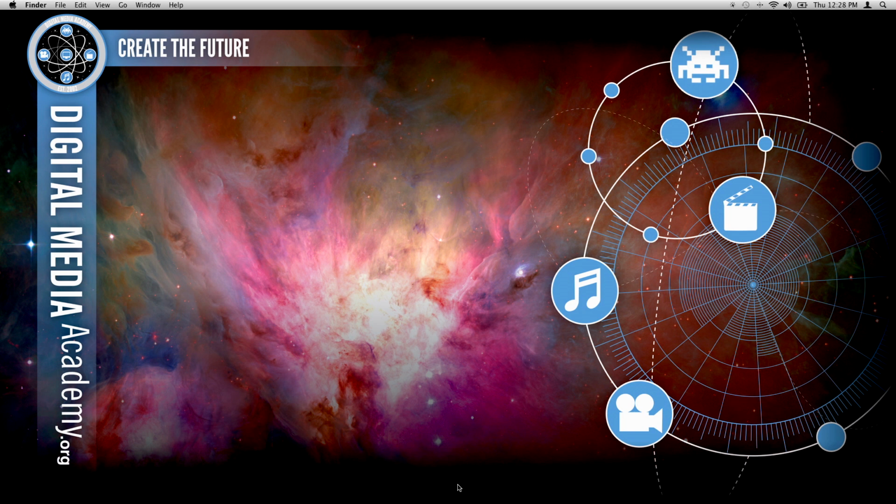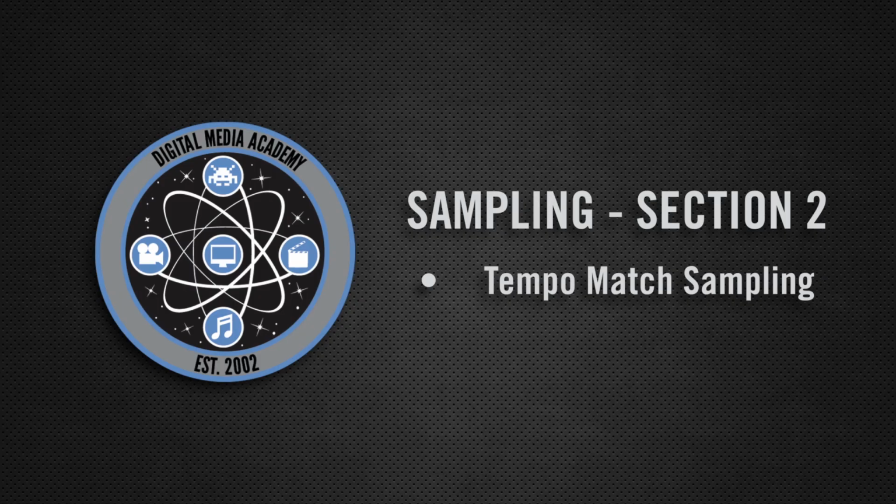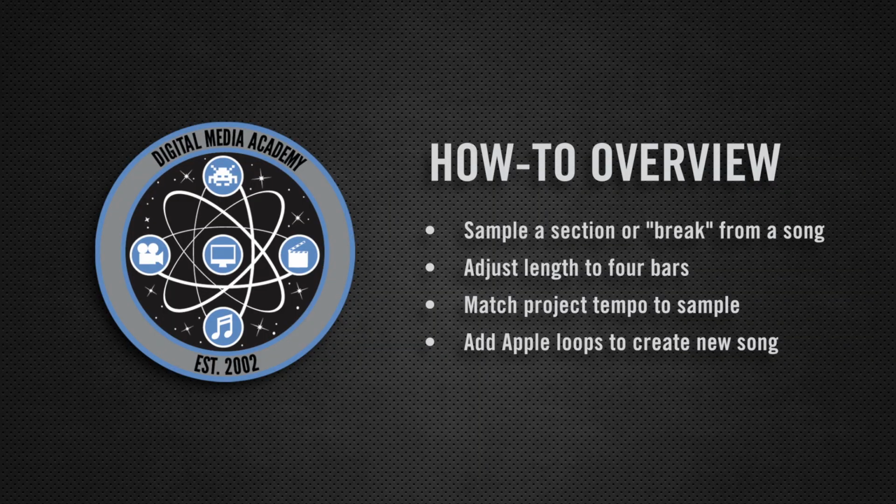Alright, so now that we know about sampling and the law, let's actually jump into Logic and sample something. The first way we're going to sample is to cut a short piece from some music, make sure it's a perfect length, then match our project tempo to that, and loop it. That way we're able to add a bunch of other elements over the top and create a new song.